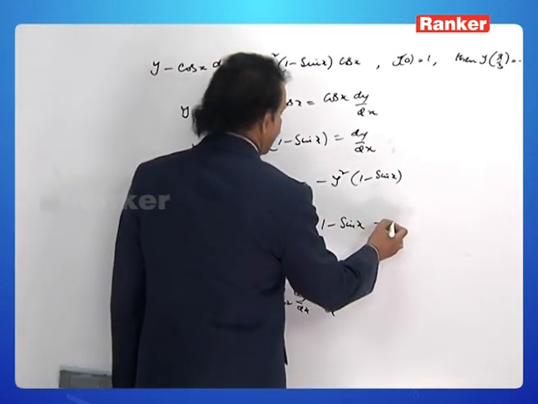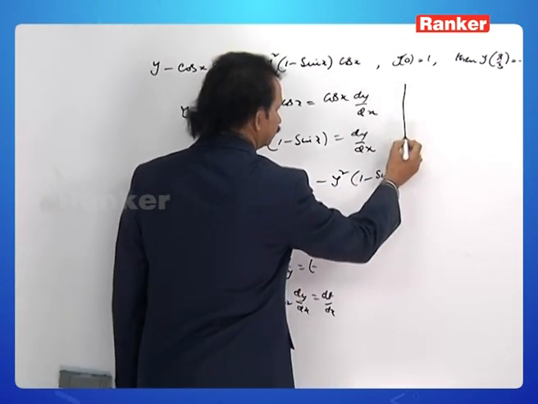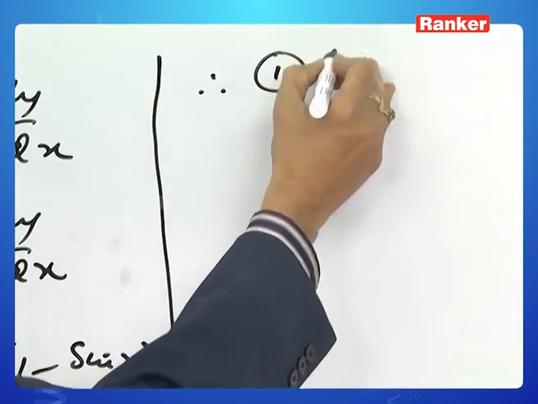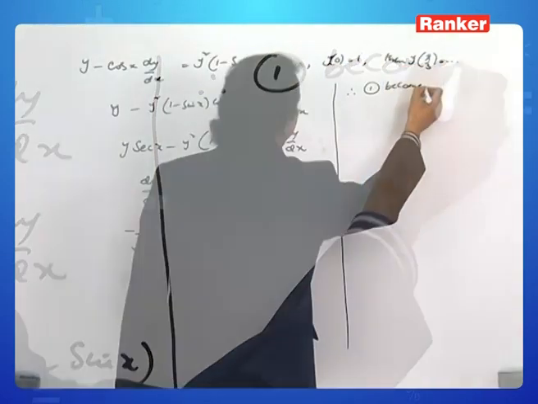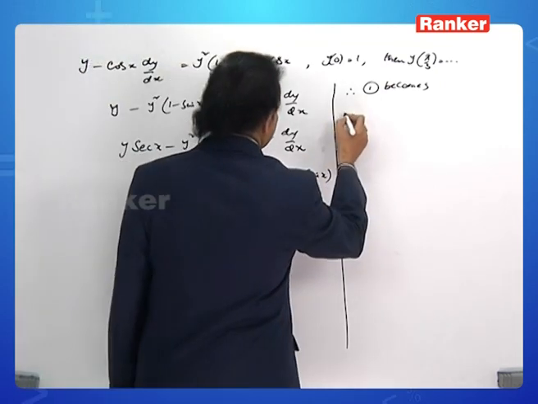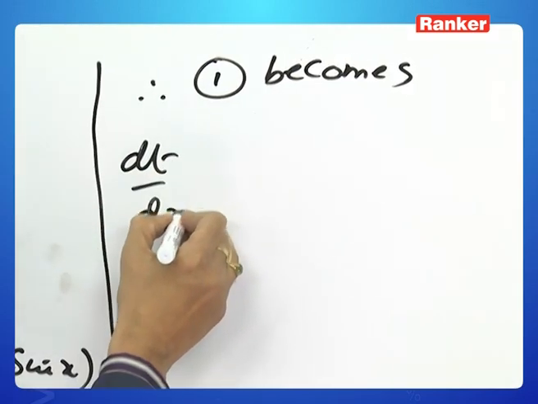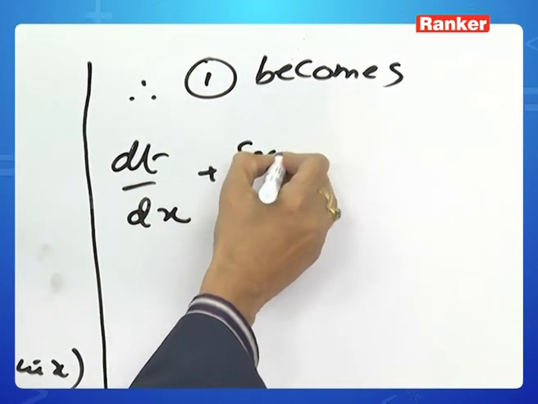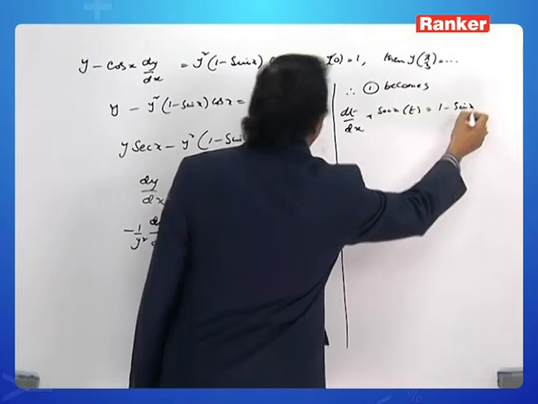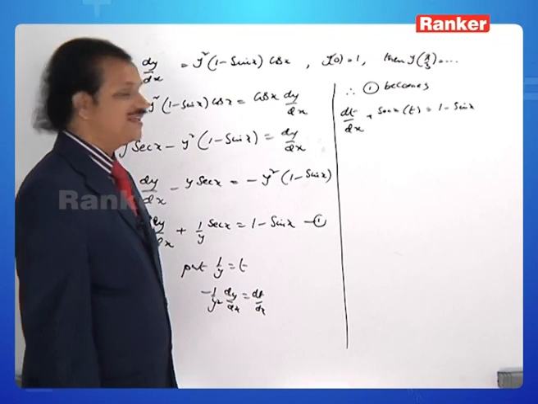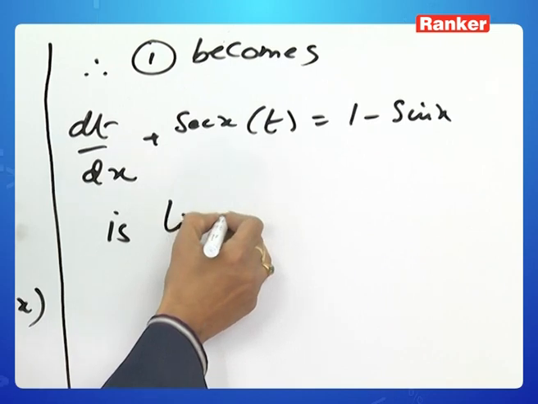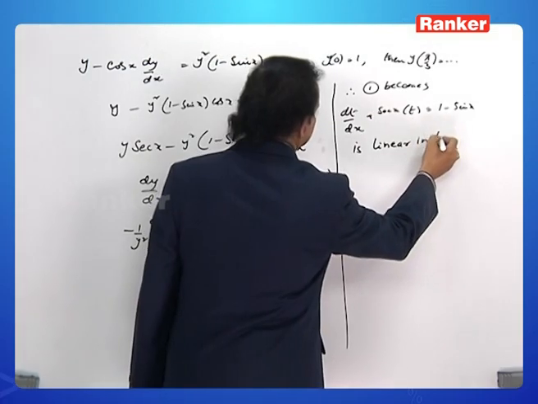Therefore, let me call it 1. Therefore, 1 becomes, how does it become? Come on, what is minus 1 by y square into dy by dx? It is just nothing but dt by dx, isn't it? dt by dx plus secant x into t is equal to 1 minus sin x. And surely it is linear in t, isn't it? Is linear in t.